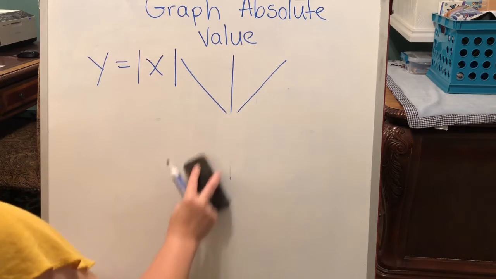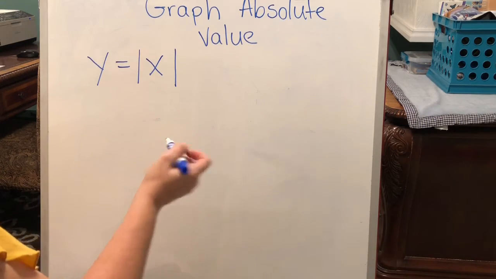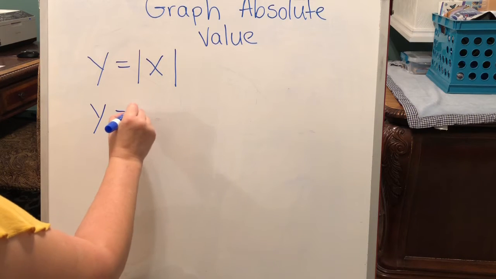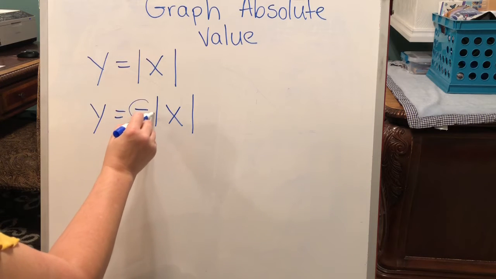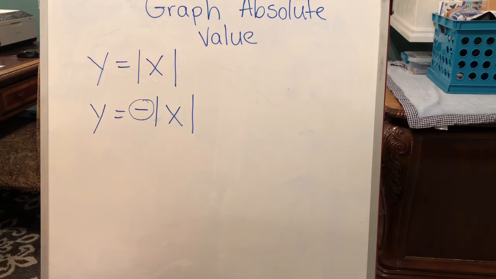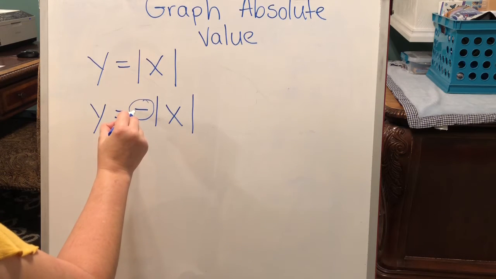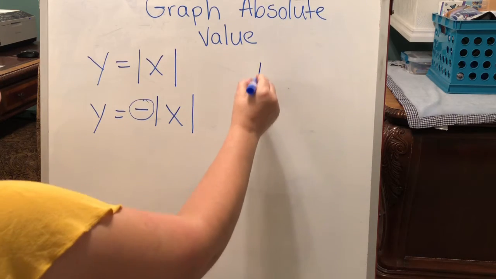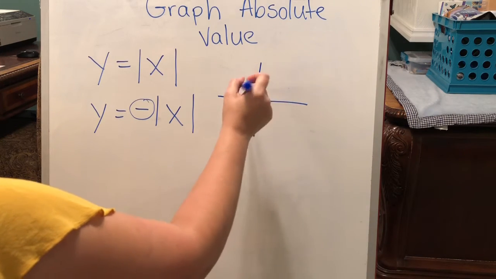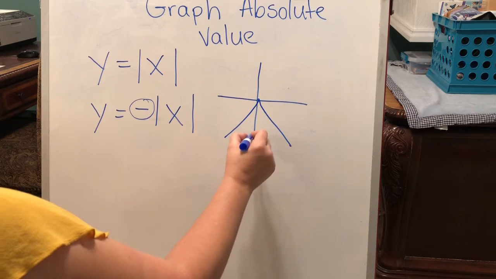Now, let's talk about something a little bit different. Let's talk about the graph of y equals negative absolute value of x. Now, you'll notice the negative sign is sitting outside of the absolute value. So now what it's going to say is, no matter what my x is, it's going to be changed to a negative value, and y is always going to be negative. So it's going to be the opposite of what we looked at before. We looked at the V opening up. Now the V is going to open down.